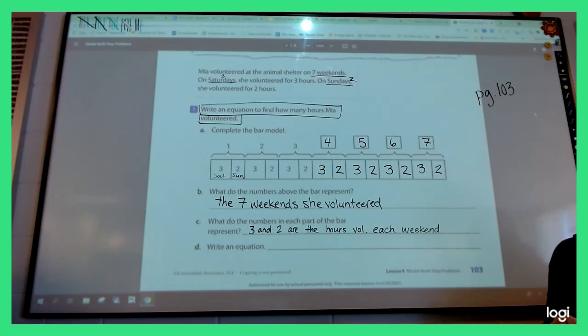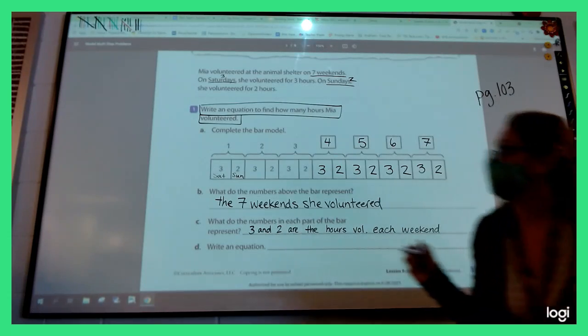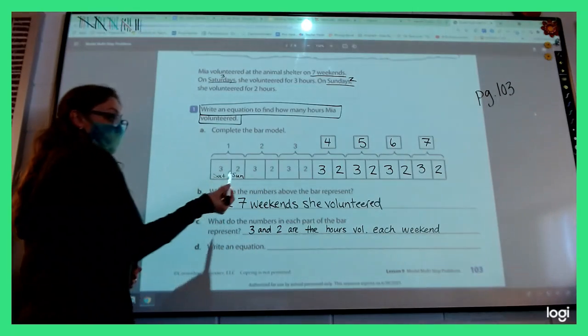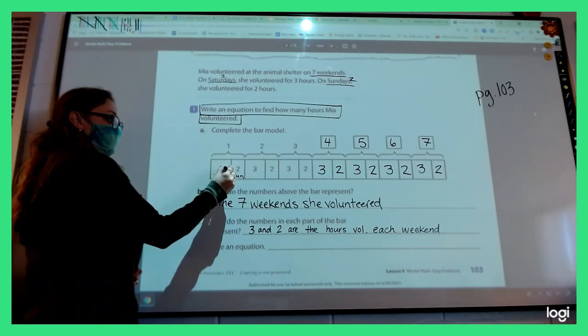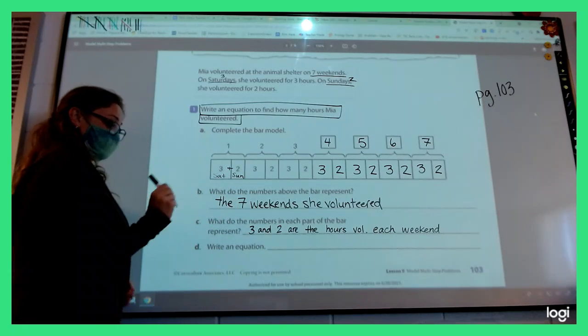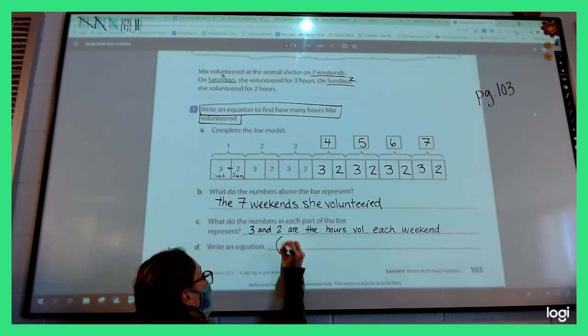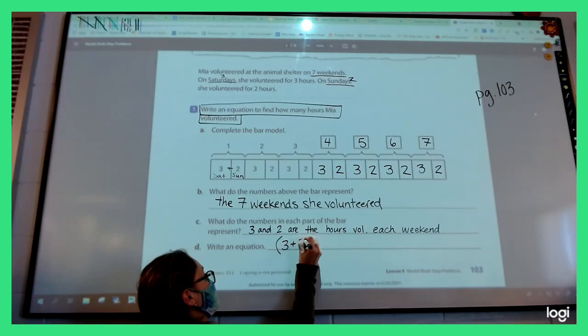7 times 3. Well, we can't just do a 3. Something goes with the 3. Cadence? The 2. Okay. Do we need to add, divide, multiply, or subtract the 3 and the 2? Eric? Multiply. Good guess. Noah? You're gonna add it. Okay. So for each weekend, if I want to know the total for each weekend, I've got 3 hours plus 2 more hours. So first step, we can say we're going to have to add 3 plus 2 first.